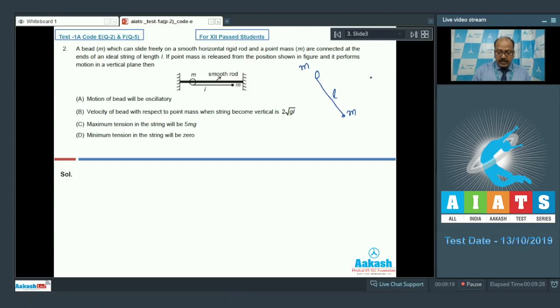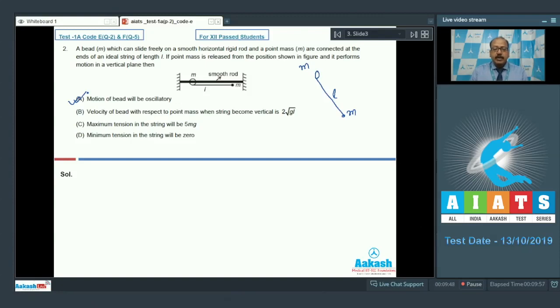So the particle will also be oscillating and the bead will also be oscillating. So motion of bead will be oscillatory is the correct option, clearly. Let's look at option B now. Option B says velocity of bead with respect to point mass when string becomes vertical is this much.